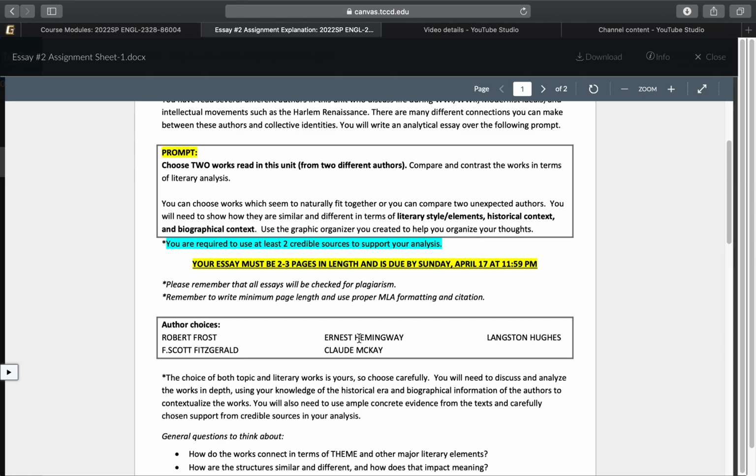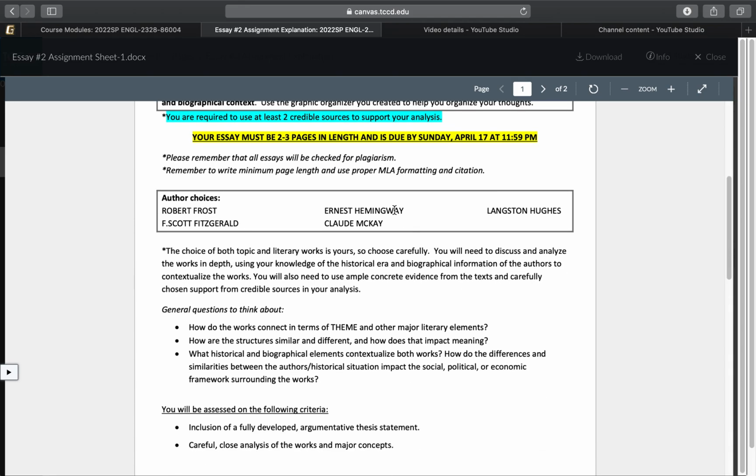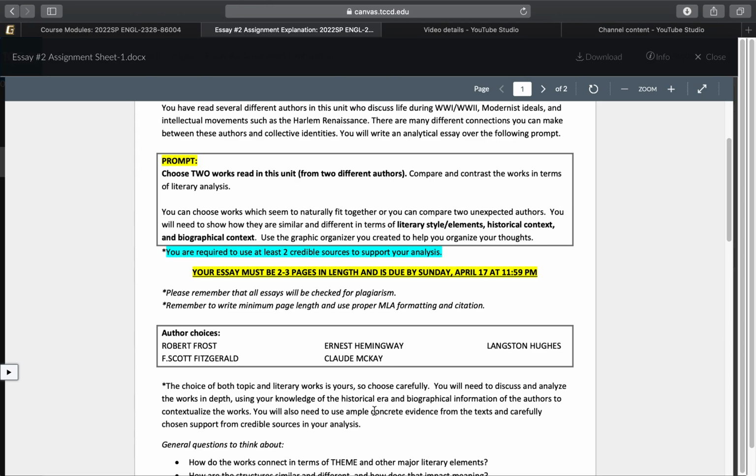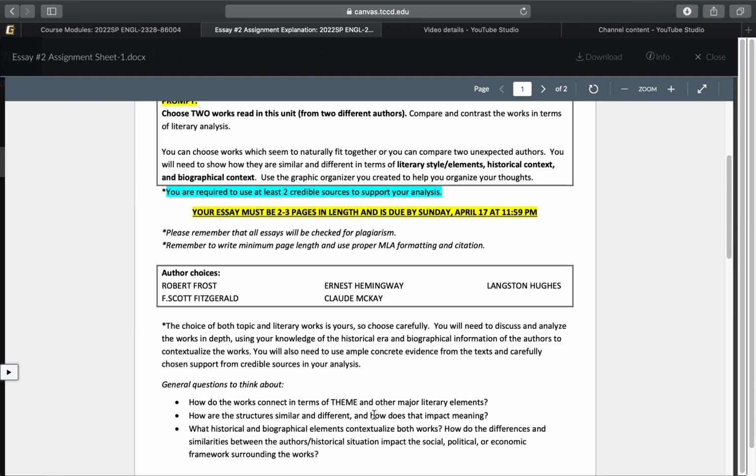Your essay needs to be 2 to 3 pages in length and is due by Sunday, April 17th at 11:59 p.m. As always, everything's checked for plagiarism. Make sure you have MLA formatting and citations, so that's in-text citations, as well as a bibliography. When I say 2 pages, that means to the bottom of the second page at minimum. You can always write more. You just can't write less. Otherwise, if you write less, you will lose points.